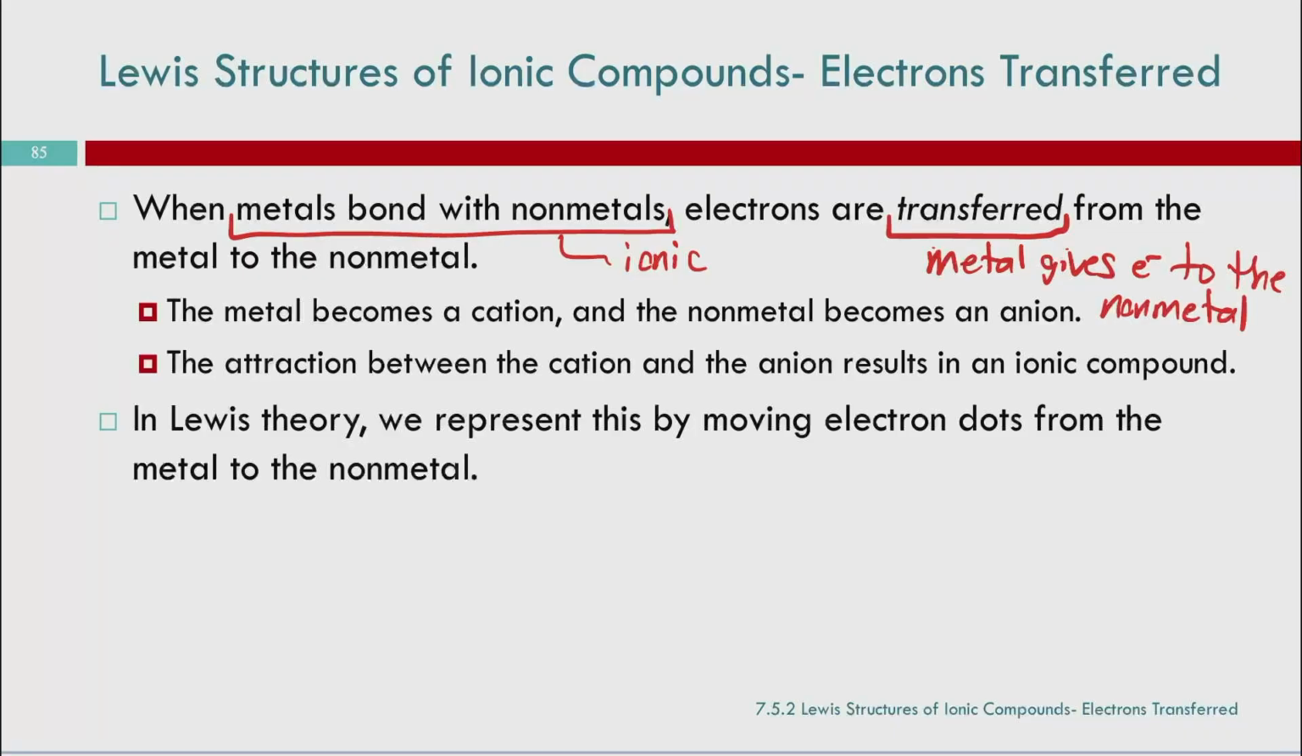Since the metal loses electrons, it becomes a cation. It now has a positive charge. It has fewer electrons than it has protons. The nonmetal picks up some extra electrons, so it gets extra negative charge, and so it becomes an anion, and it has a negative charge. And then because we've got positive charges and negative charges, those stick to each other like a magnet. And in Lewis theory, we're going to represent that by moving the electron dots, we'll use little arrows to show it, from the metal to the nonmetal.